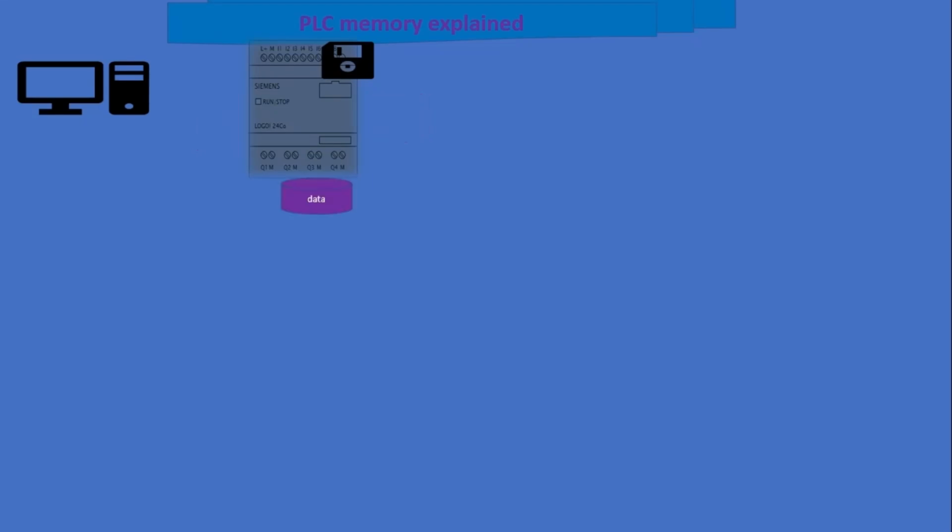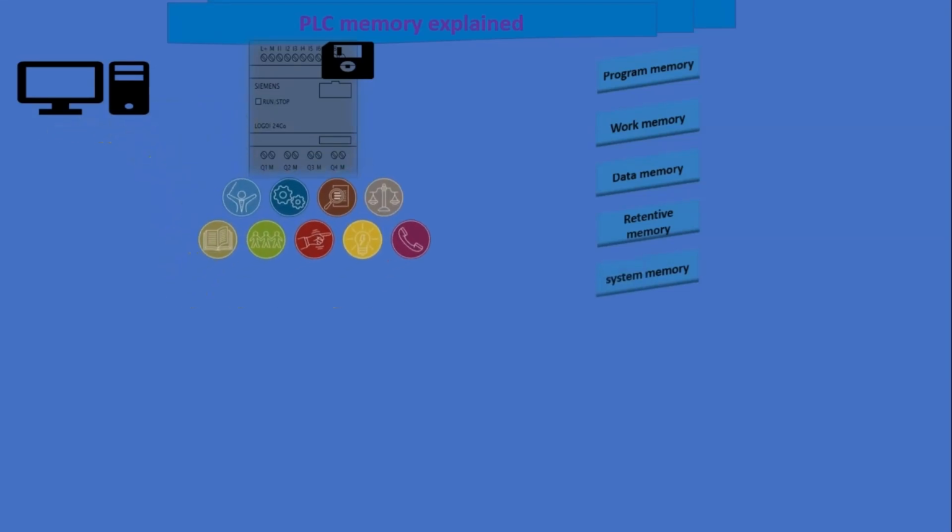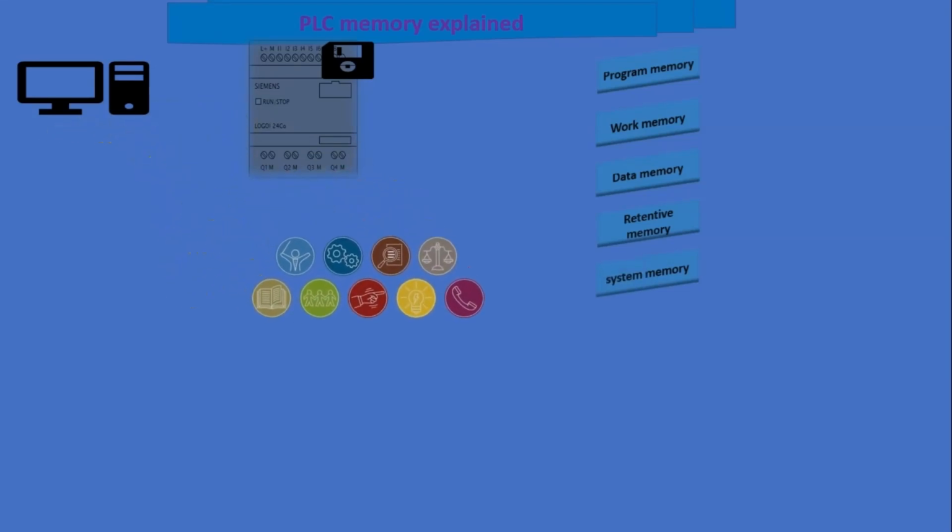In an attempt to clarify the topic, we can identify four main types of PLC memory: program memory, work memory, data memory, retentive memory, and system memory. Each fulfills a specific function within the PLC program execution cycle.